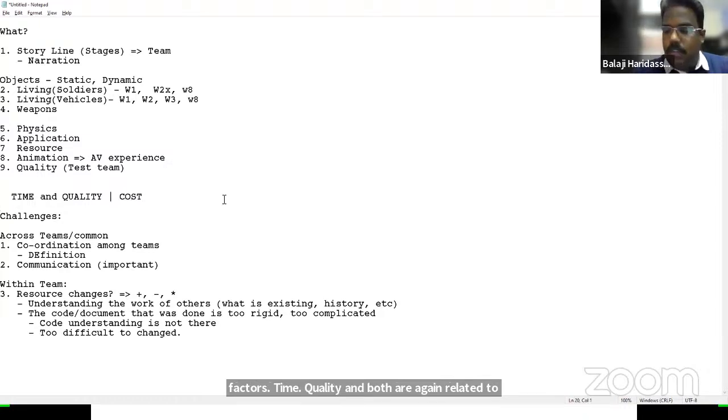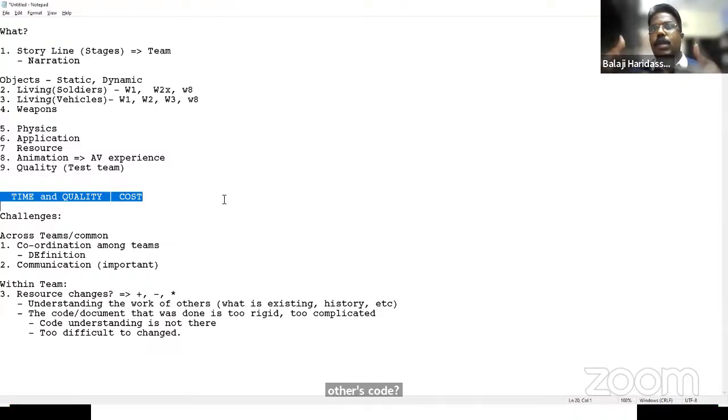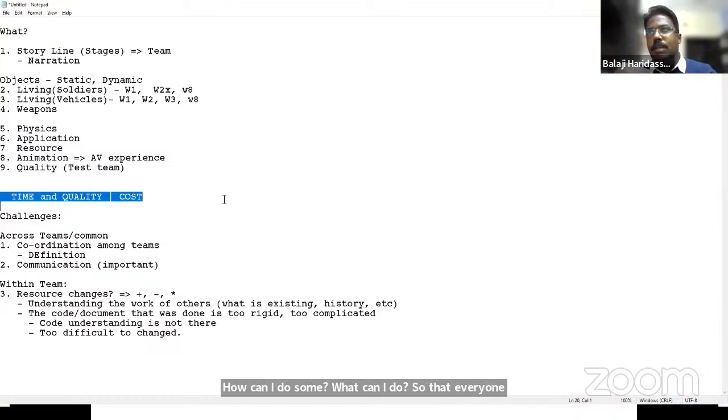So these are the three things which drive the entire project management, which drive design, which drive your process, which drive your documentation, which drive everything in your project. How can I create something which can help people to easily change code? How can I do something which can help everyone to understand each other's code? What can I do so that everyone understands each other's design? So these are the primary questions we need to lay out.